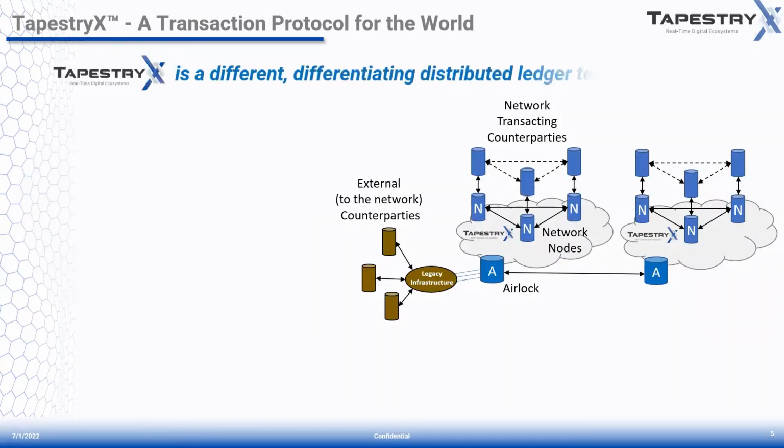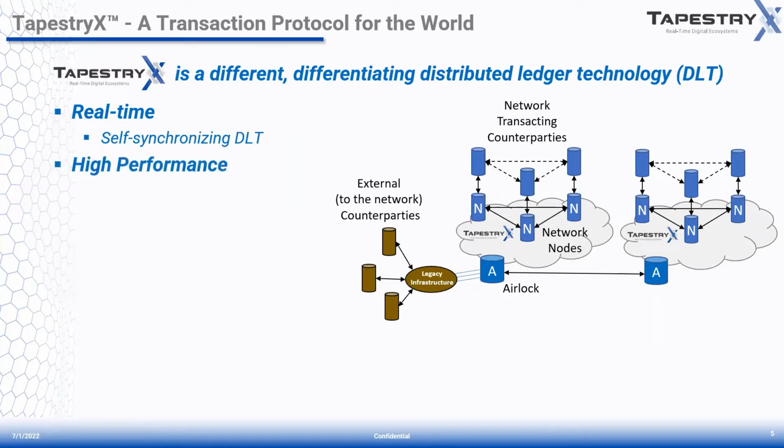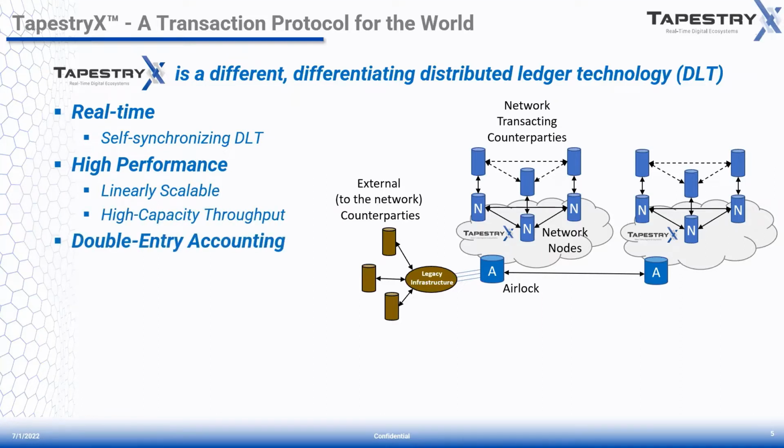At a high level, TapestryX is a differentiating distributed ledger technology. It is real-time. We use a combination of blockchain methods, operation controls, and accounting to produce the automated event-driven ledger synchronization. It is high performance. It is linearly scalable, and it has a high capacity throughput. It has double entry accounting, and with that, transacting periods, which allow us to record future dated obligations.